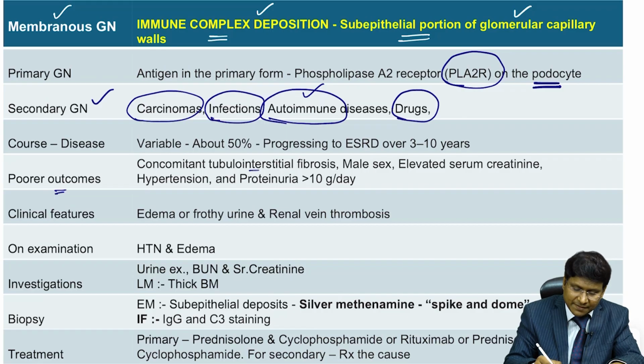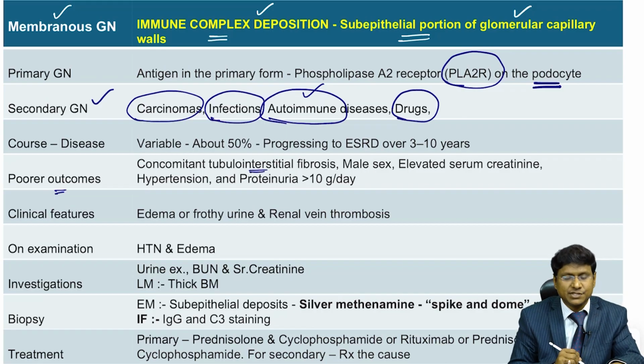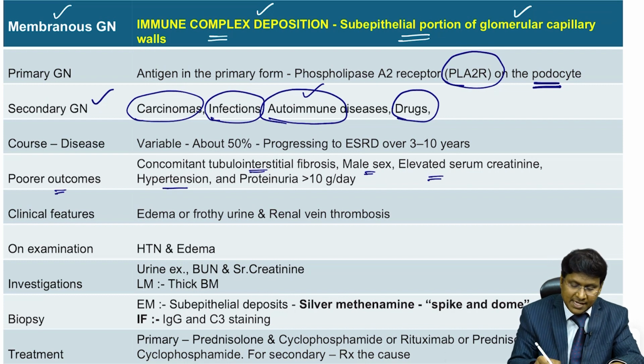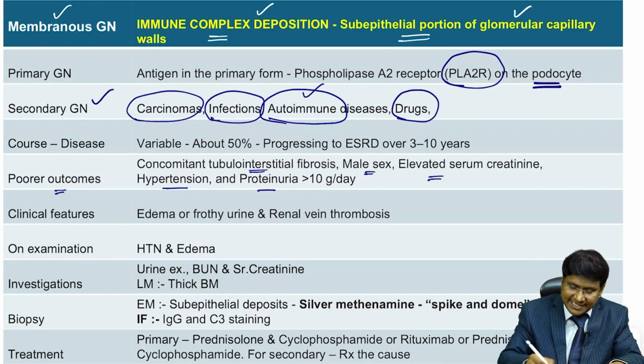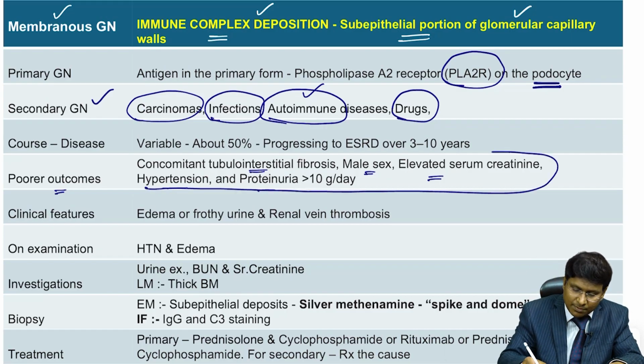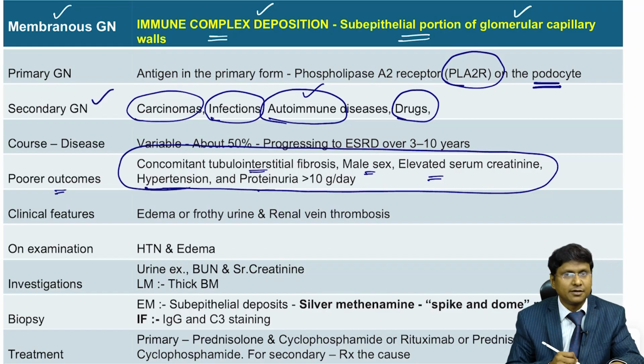What will be that? If there is concomitant tubulointerstitial fibrosis, or in males the outcome of membranous glomerulonephritis is not good, and if there is renal failure causing elevated serum creatinine, the outcome of the patient will not be good. Hypertension and as well as proteinuria more than 10 grams per day. So these are the points to tell that the outcome of the individual is very, very poor.